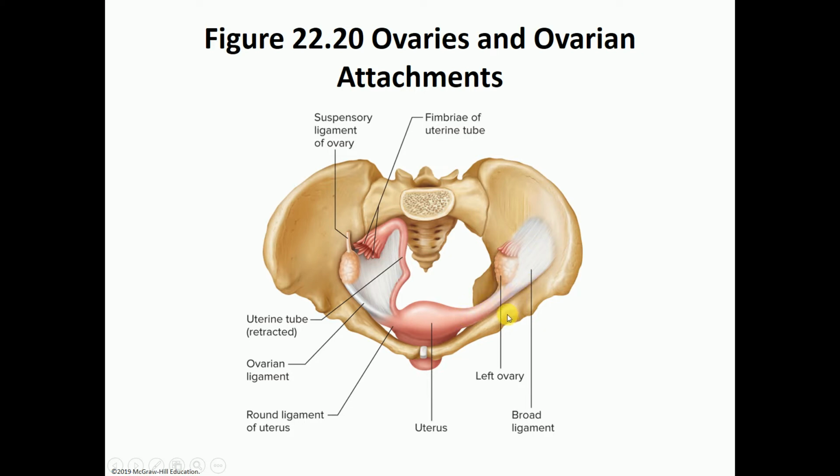In order to see the other ligaments, we're going to reflect the uterine tube a little bit. Here you can see the suspensory ligament of the ovary, and just as the name indicates, it suspends the ovary from the pelvic bone. And there is another ligament known as the ovarian ligament, and that connects the ovaries to the uterus.